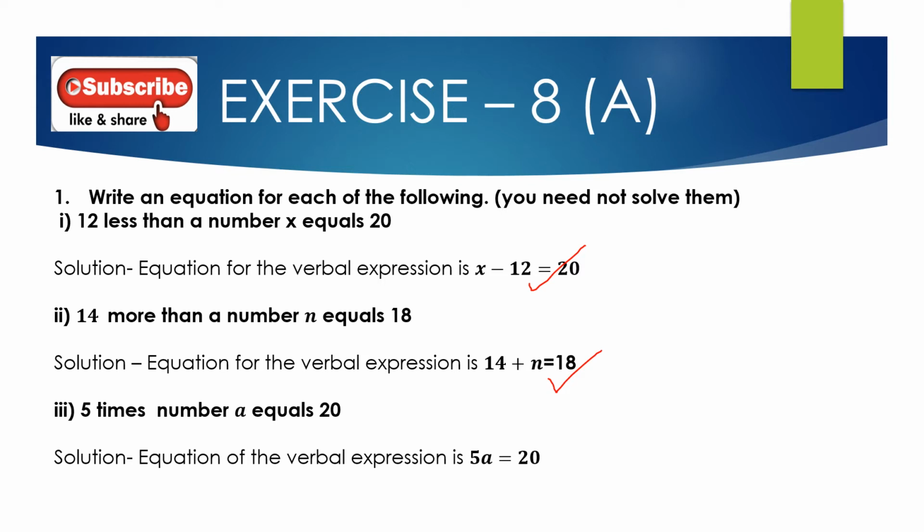Third bit, 5 times a number a equals 20. The equation for this verbal expression is 5 multiplied with the number a equals 20. So it will be 5a equal to 20. This is the equation for this given verbal expression.